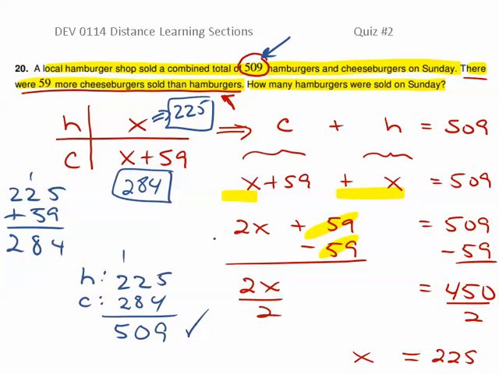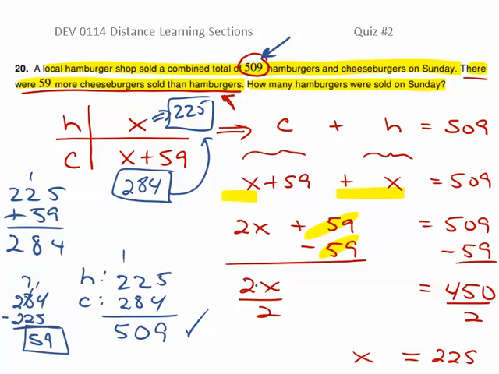Now the other important thing is this. There have to be 59 more cheeseburgers than hamburgers. So if we take the 284, the number of cheeseburgers, and we subtract the number of hamburgers, that needs to give us 59. I think I said that wrong. 14 minus 5 is 9, and then 7 minus 2 is 5. So they do have a difference of 59.